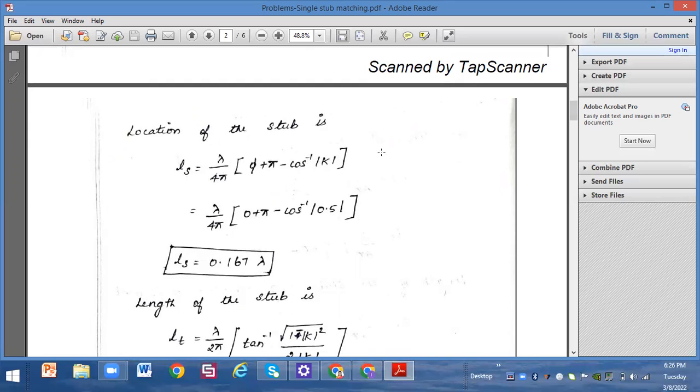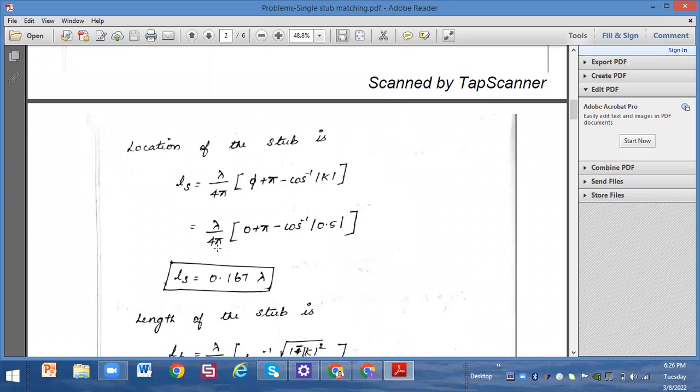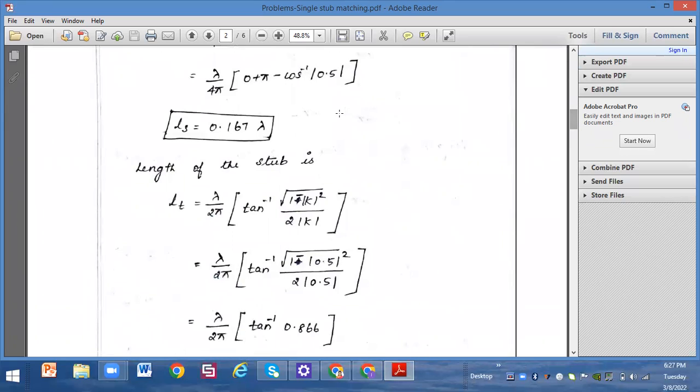Here the phase angle psi is the angle of the reflection coefficient, and the magnitude mod K is 0.5. You can substitute in this formula. So LS is equal to lambda by 4 pi into phase angle 0, plus pi minus cos inverse of 0.5. If you substitute, you will get the location of the stub as LS equal to 0.167 lambda. In the question, if they have mentioned the wavelength, you can substitute for lambda and find the location.